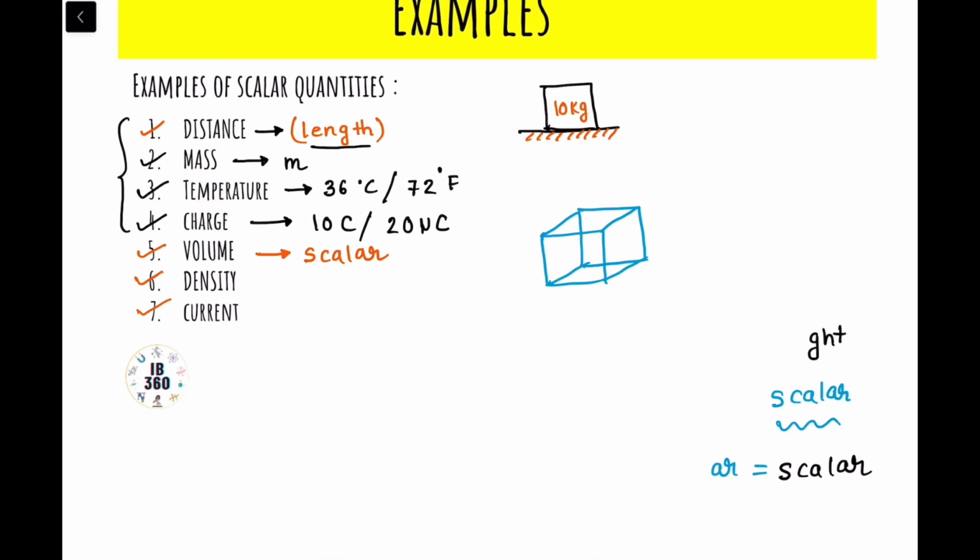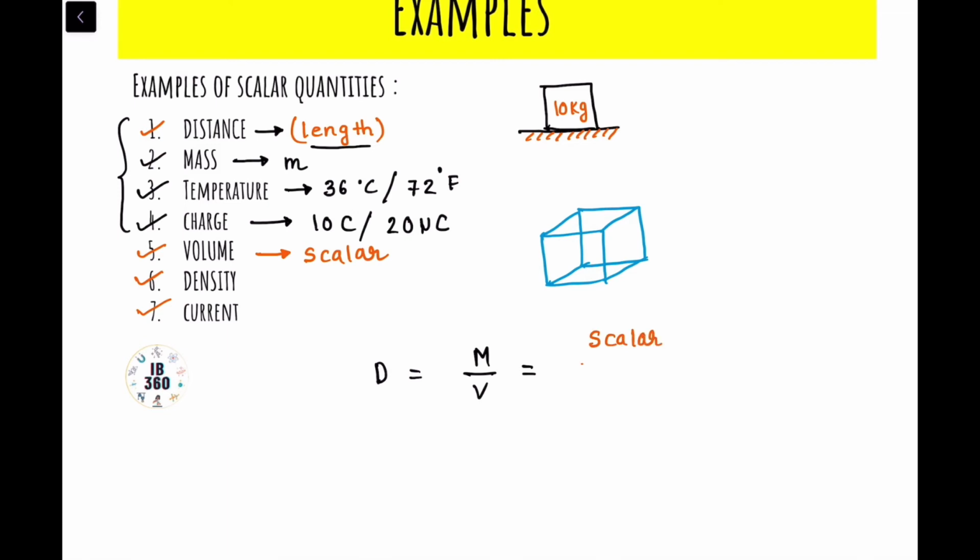Next comes density. We know that density is equal to mass divided by volume. Mass is a scalar quantity, and volume, as we just derived, is also a scalar quantity. So scalar divided by scalar, density will also be a scalar quantity. So you can identify any quantity from here with the help of the first four.